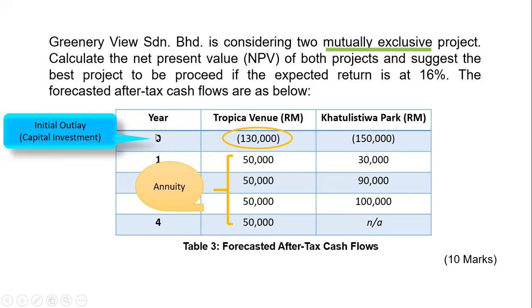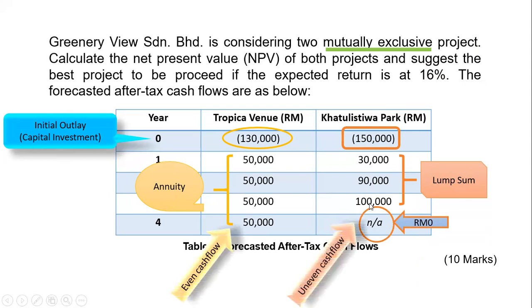Okay, so at period 0 here, 0 means now, we have to spend some amount of money for the project that we call initial outlay or capital investment. So you see the figure provided here in brackets means outflow or outlay. As for Tropical Venue, all are the same amount, so we note this is an annuity. As for Katulistiwa Park, initial outlay is higher. The amount is different for the 3 years, so this is a lump sum case, and in the 4th year, no return or no earnings here, so this is actually 0.